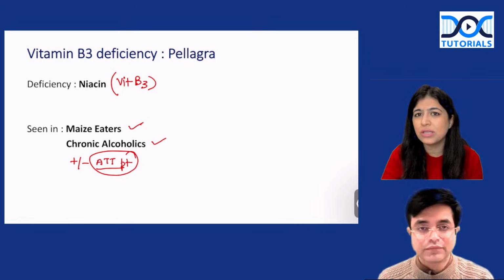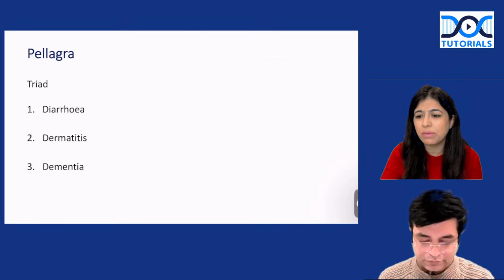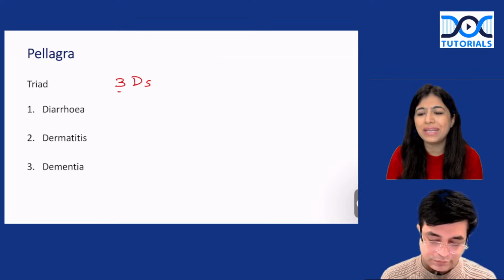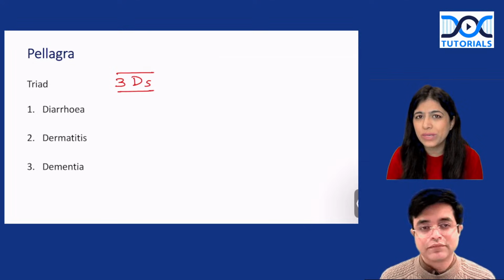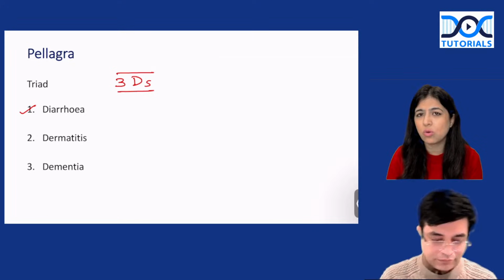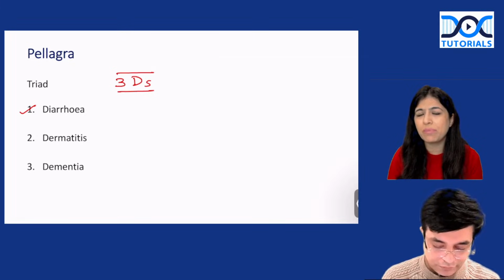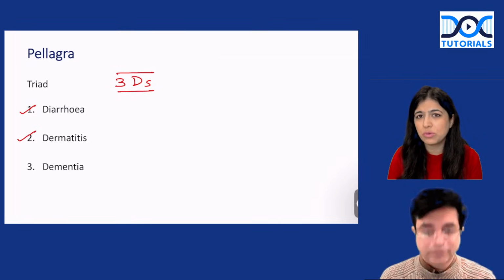But apart from the rash, there is an important triad that we need to remember. We all have read it throughout our MBBS. These are the 3 Ds. It starts with diarrhea. So the first manifestation of the disease is diarrhea. Patient goes on to develop an itchy photodistributed rash.